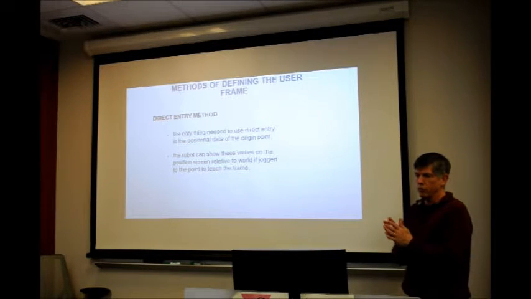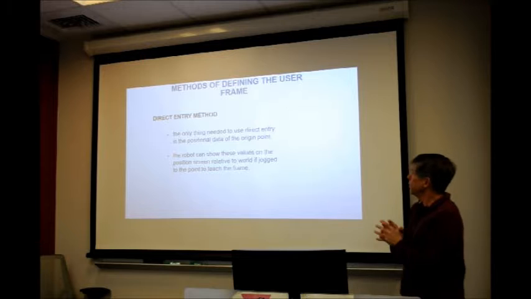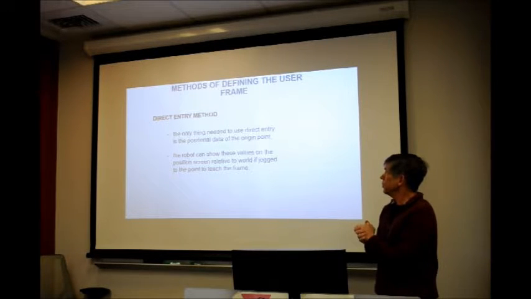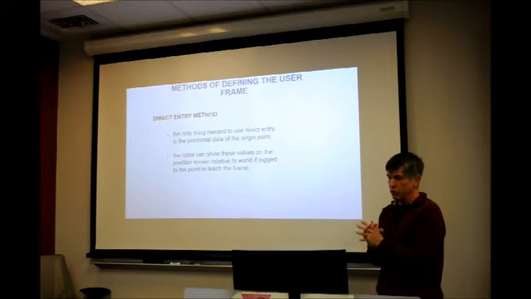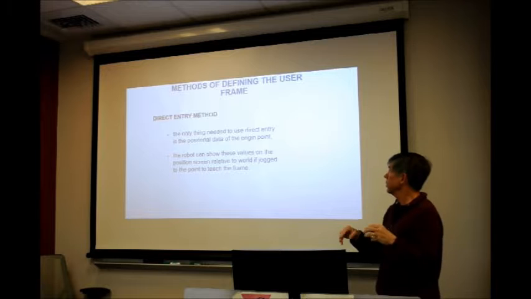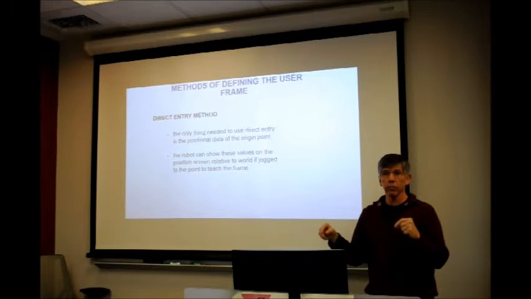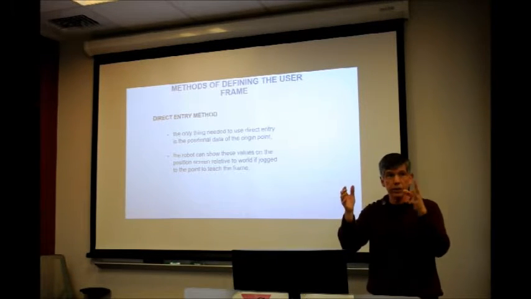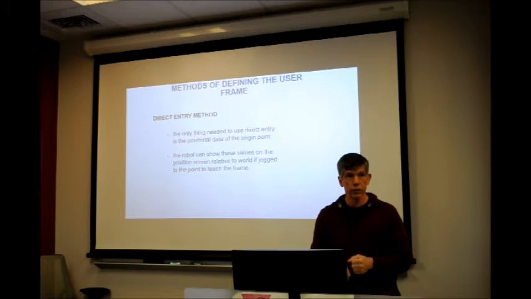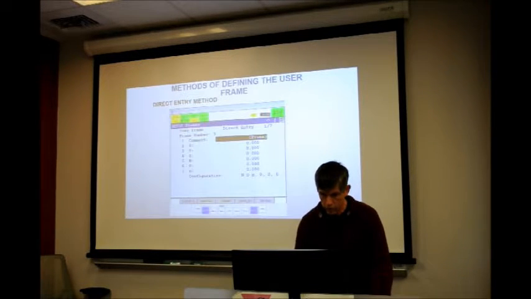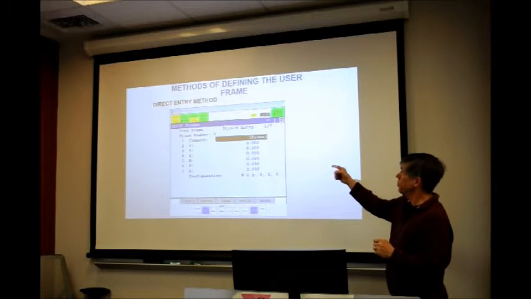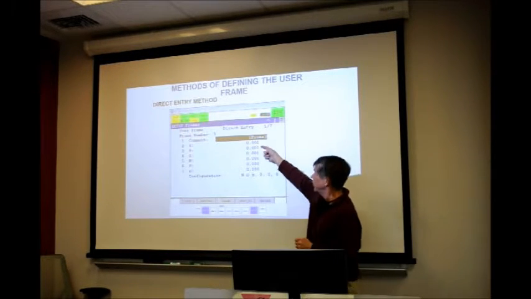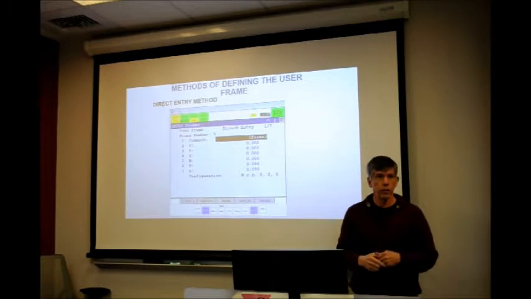And then lastly, the direct entry method. The only thing needed to use the direct entry is the positional data of the origin point. Okay? And the robot can show these values of the position relative to the world if jogged to that point to teach the frame. So I can see the positional data, and that was what I would use for the direct entry method. And here's a picture of it. So again, setting up a user frame with direct entry, I would just enter the information in those fields.